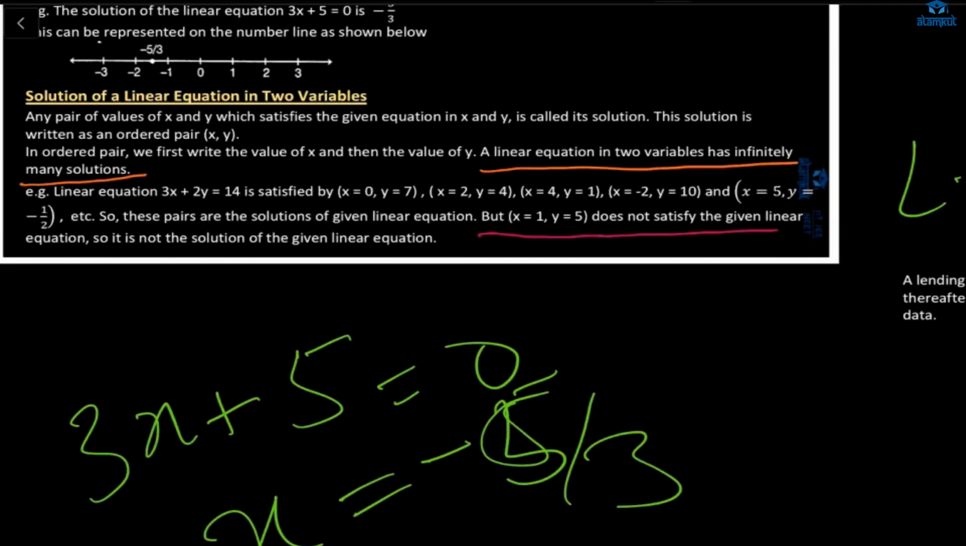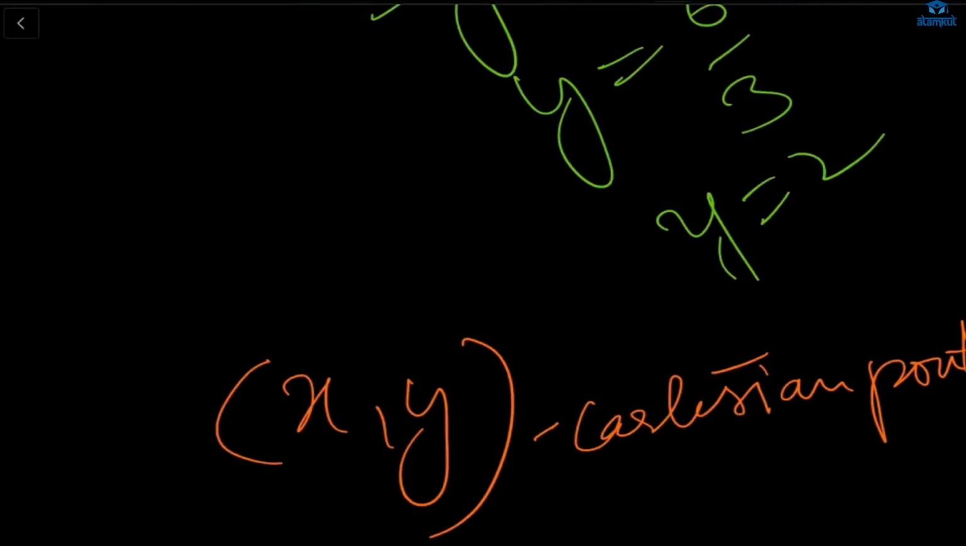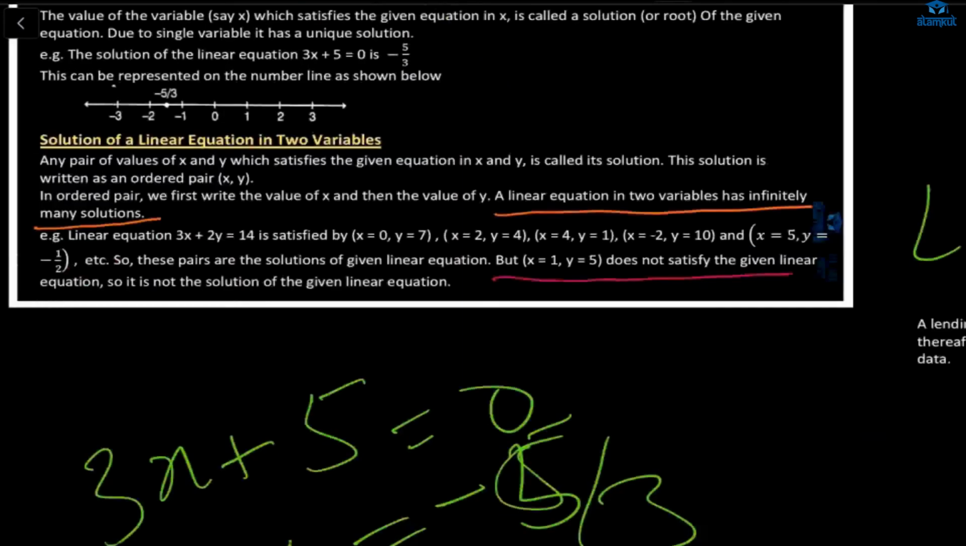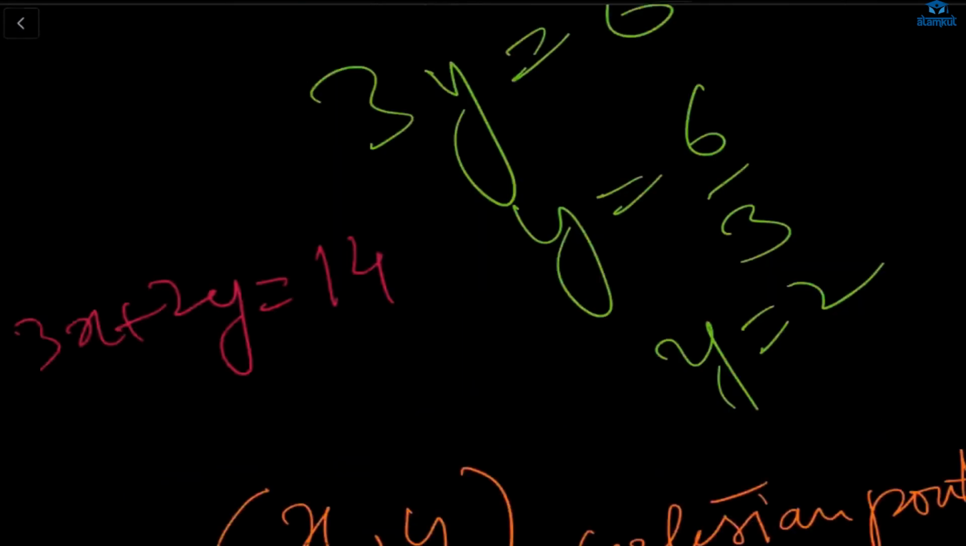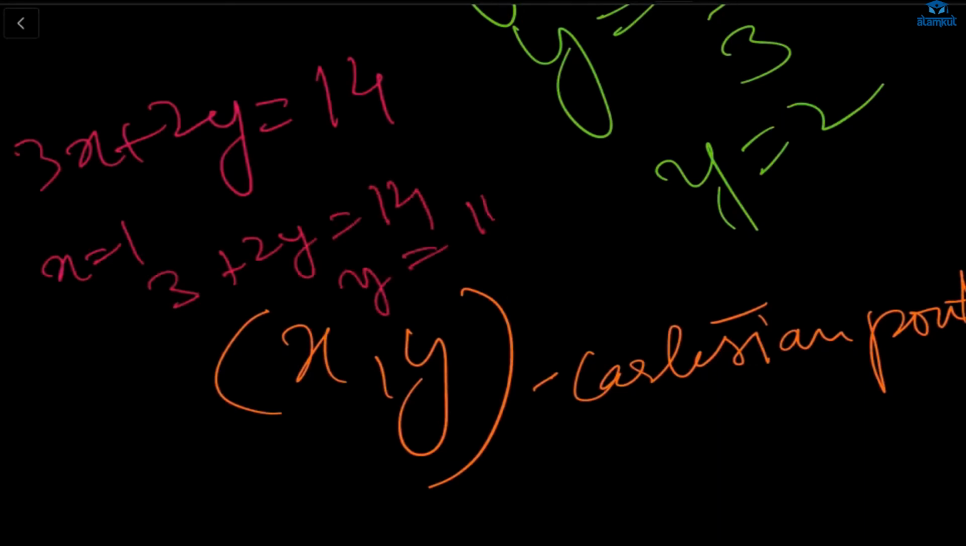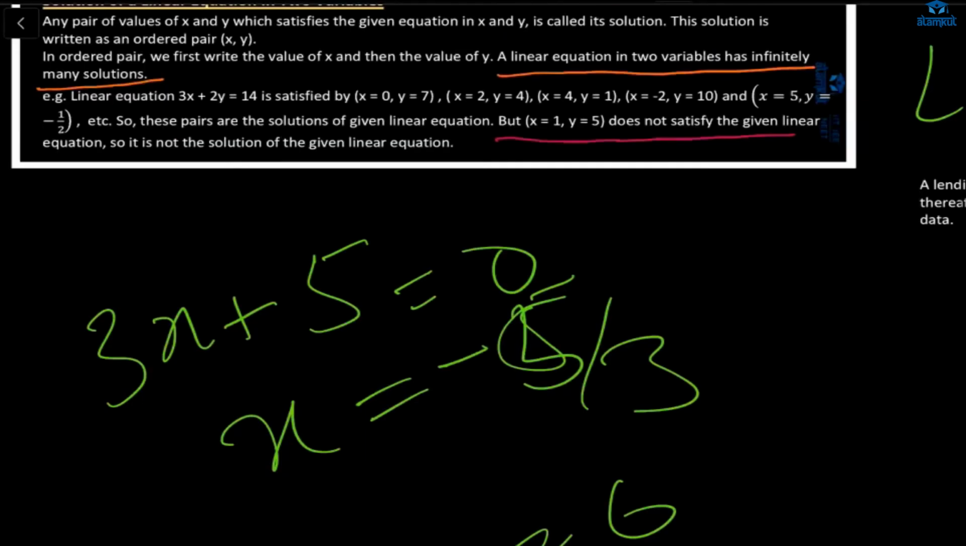Can you explain this one again? x is equal to 1, y is equal to 5 does not satisfy. Okay, see, this is the same equation, 3x plus 2y is equal to 14. Now it is given that x is equal to 1, y is equal to 5. If in this equation you put x equal to 1, what will you get? 3 plus 2y is equal to 14. So what will be the value of y? Ma'am, 11 by 2. So we didn't get y equal to 5. Yes. So how can this be a solution? Oh, ma'am, we need to find the value of y.